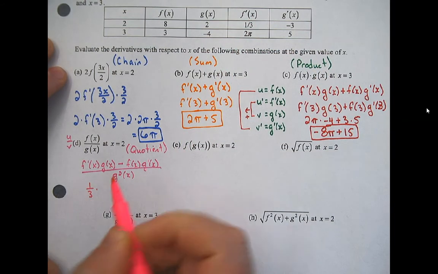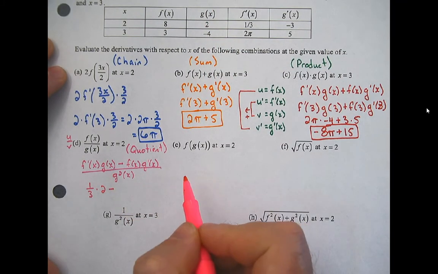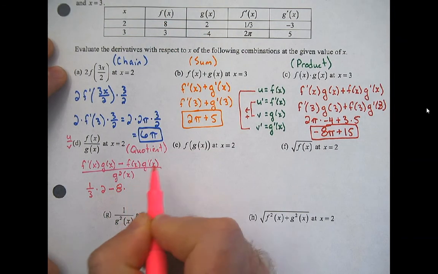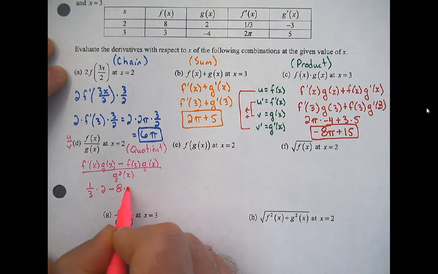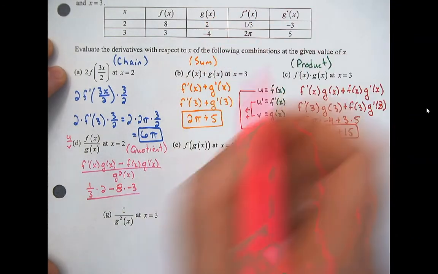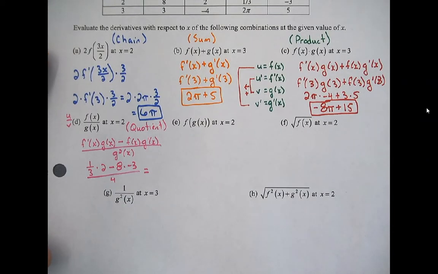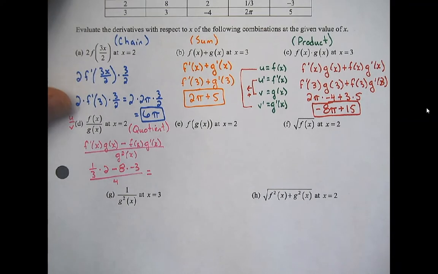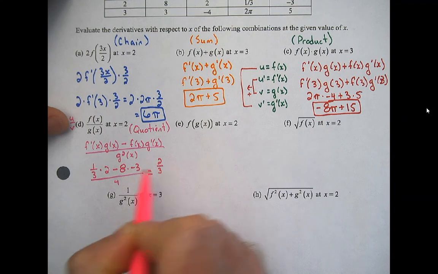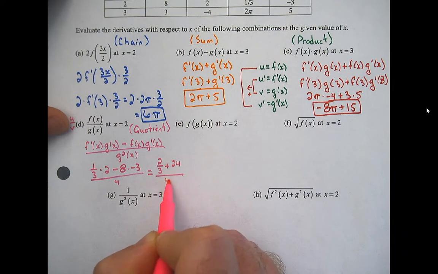Corpy, I'm already annoyed by you because you gave me a fraction. g of 2 would be 2 minus f of x at 2 is 8 times g prime at 2, which is negative 3, all over, okay, g at 2 is 2, which squared makes a 4. Look at my fractions today. What is going on with those two division bars? OMG. All right, let's try to clean this up. So we would get 2/3. Negative times a negative is a positive. All over 4.